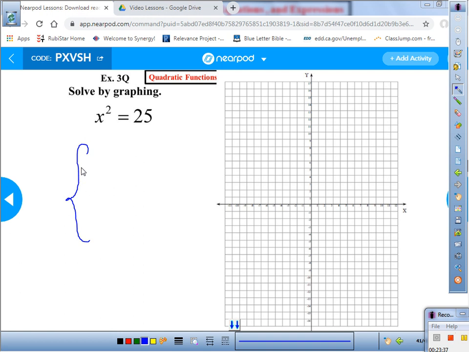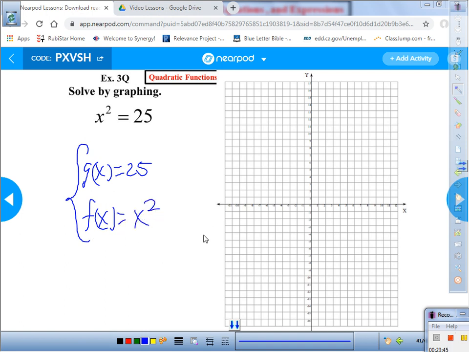Remember these? What is g of x? 25. What is f of x? X squared. Do we know what x squared looks like? Yeah, a parabola going through the point of origin. Do we know how to graph g of x equals 25? Yeah, a straight line going through 25. So what is the solution, Mr. Q? The solution is where both graphs intersect, at this point and that point. It doesn't fit on my screen, but when you graph it on your own paper, you would be able to see the intersection.